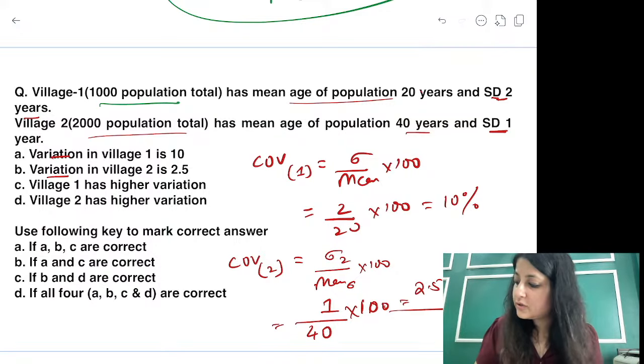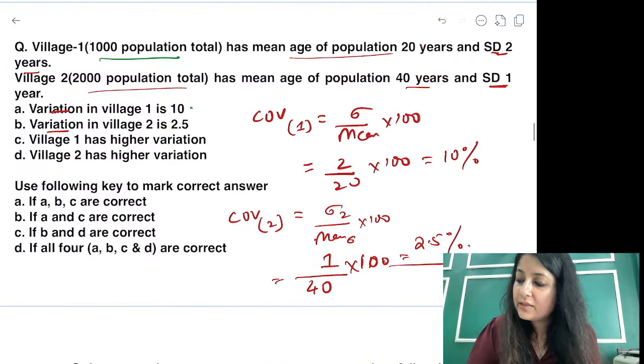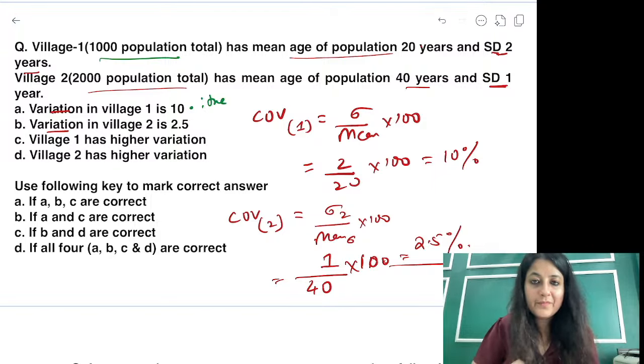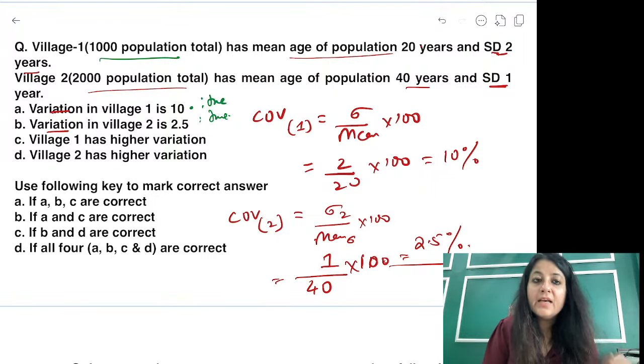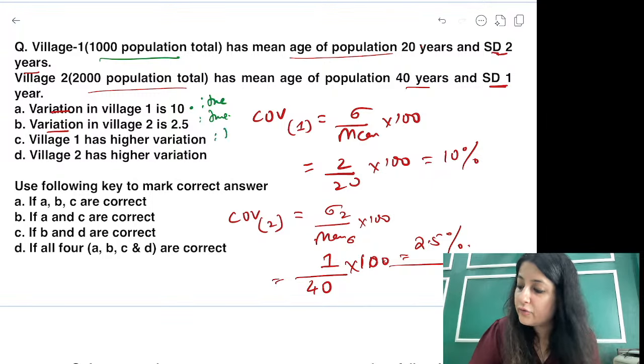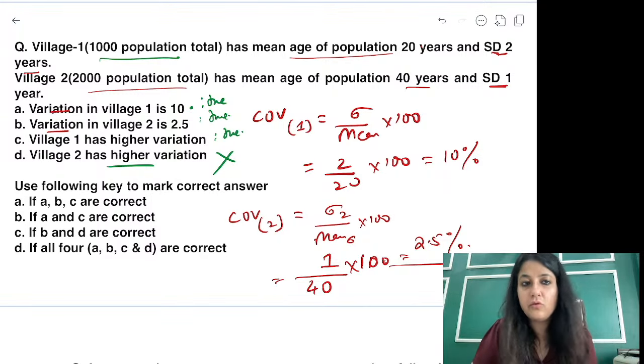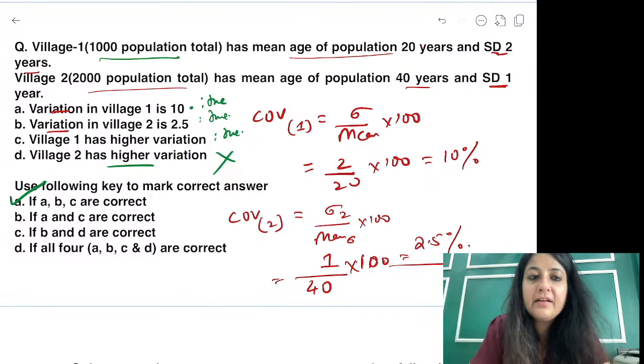So look at the options now. Variation in village 1 is 10%, true. Variation in village 2 is 2.5%, true. Village 1 has higher variation, true. Village 2 has higher variation? No, village 2 has lower variation. So what is the correct answer? A, B and C are correct.